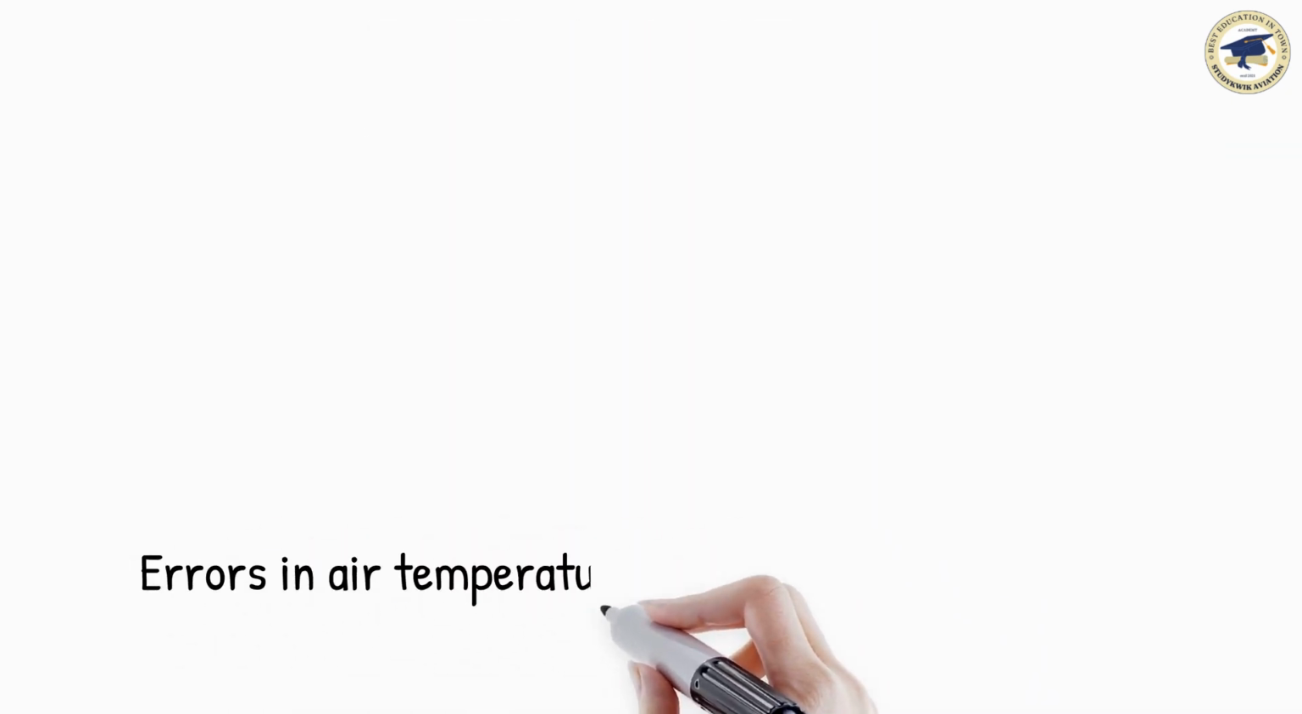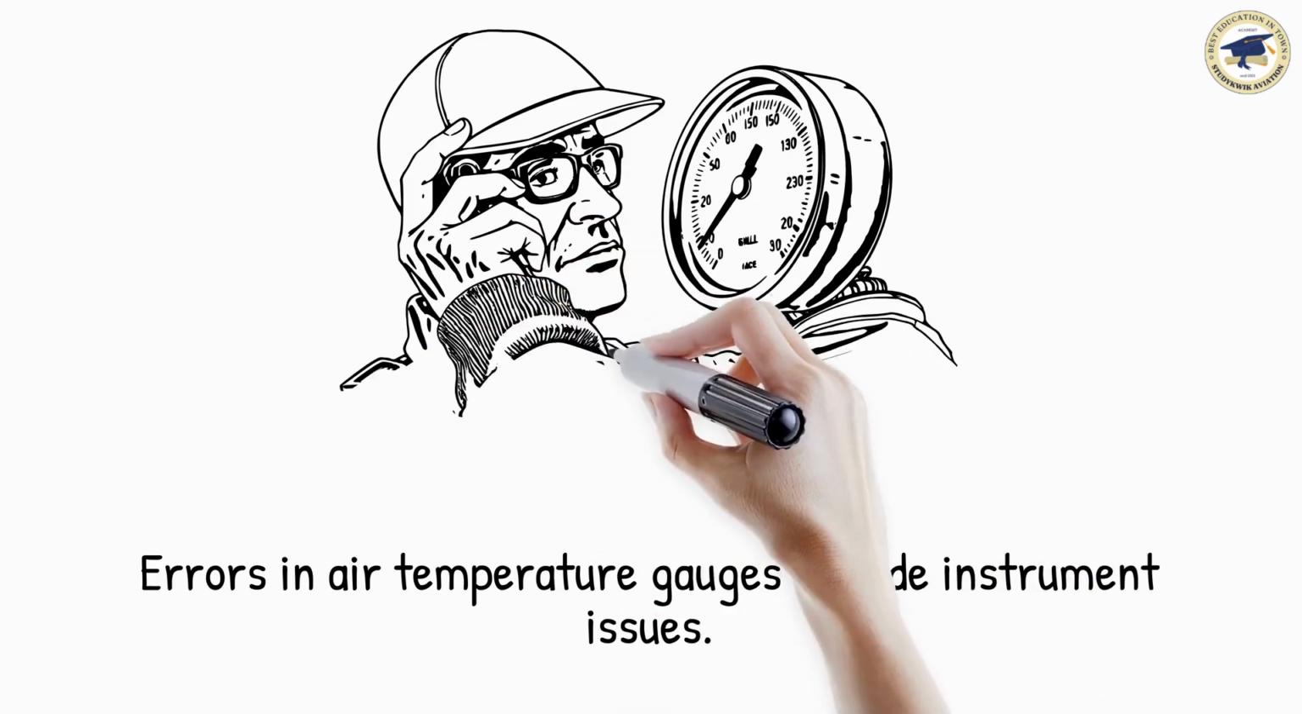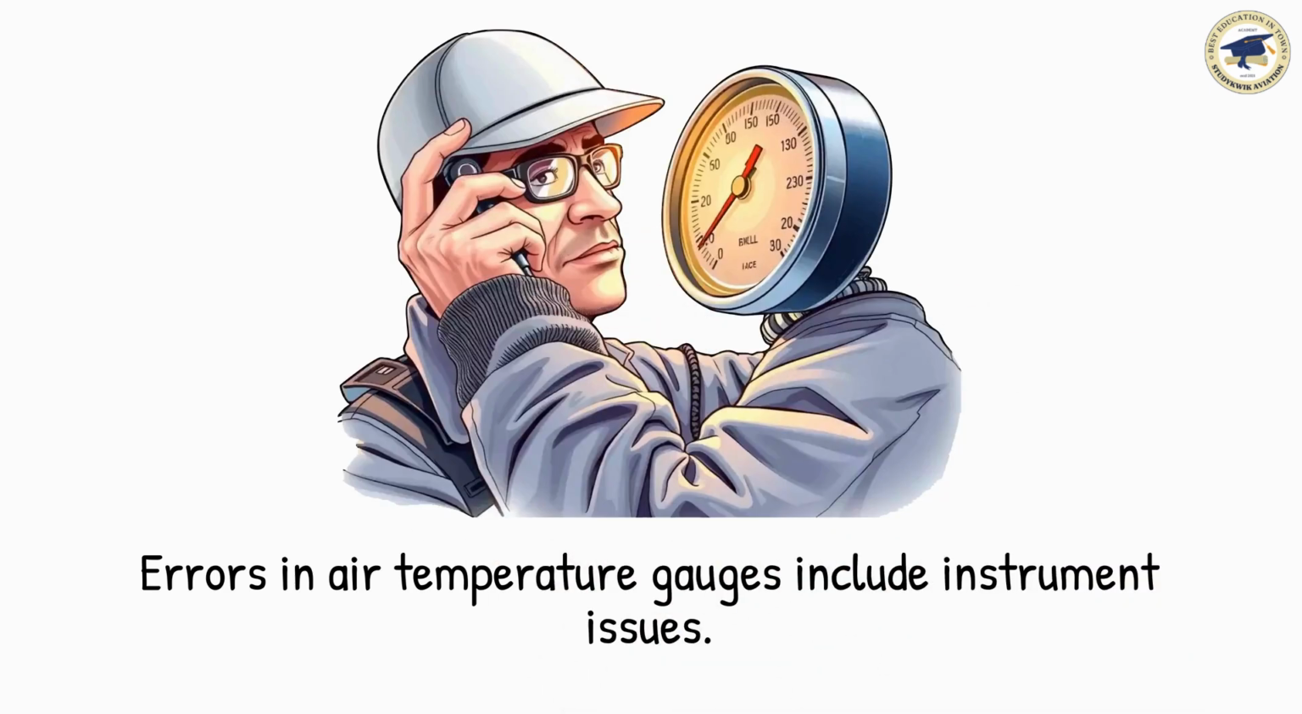Finally, in this lesson, we will look at the errors which air temperature gauges are subject to. The first is instrument error. This occurs in the manufacturing process, and unfortunately, manufacturing imperfections are difficult to avoid.